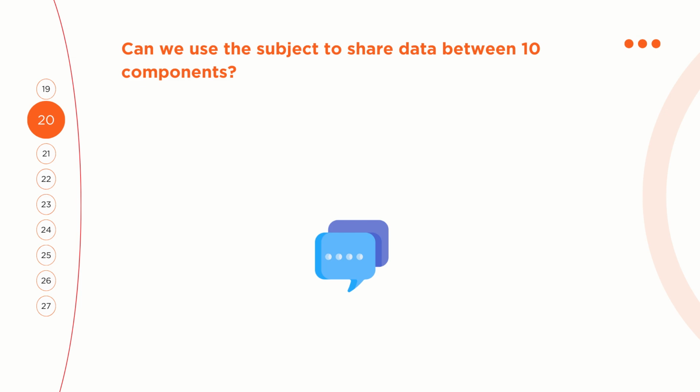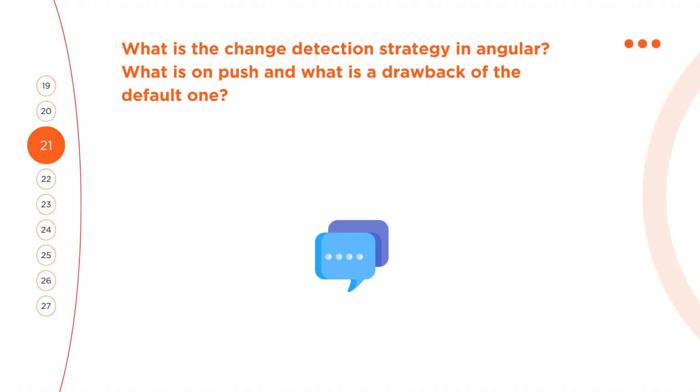So what change detection strategy do we have in Angular? I never read about it. When the component value changes, your DOM also changes automatically, correct? This happens due to the change detection strategy. We have OnPush and Default. So read about OnPush, when we have to use it, and what the drawback of the default one is. Then you will know why we are using OnPush and when we have to use it.